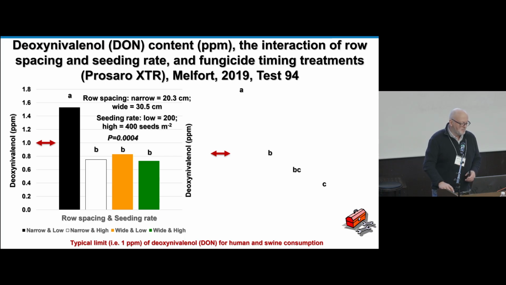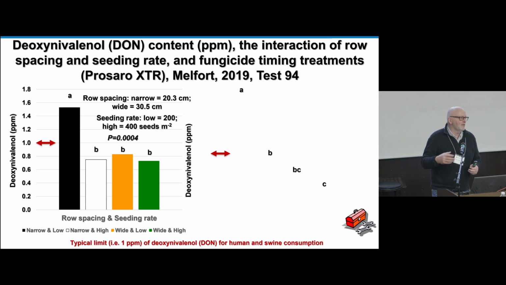So with our narrow row spacing and low seeding rate, you can imagine that at a lower seeding rate and narrow row spacing, there's going to be larger spaces between individual seeds, so more potential for secondary tiller development. So that was our highest level of Dawn, about 1.5 parts per million. With our narrower spacing but a higher seeding rate, more competition between plants, less tiller development, and a narrower window for infection. With our wider row spacing, you're putting more of the seed within the individual rows.